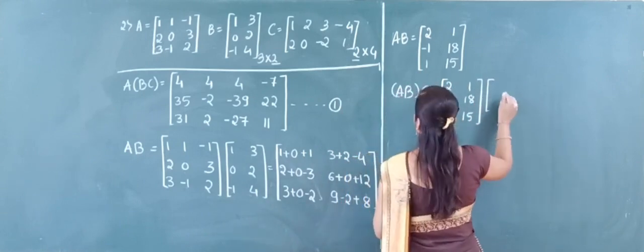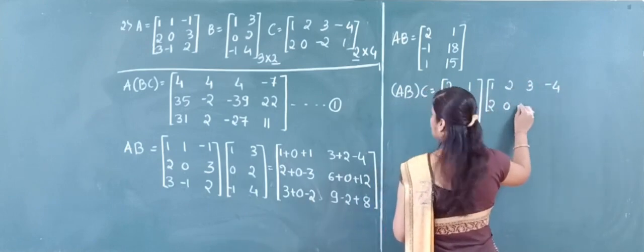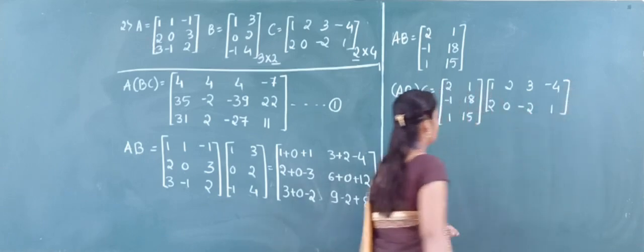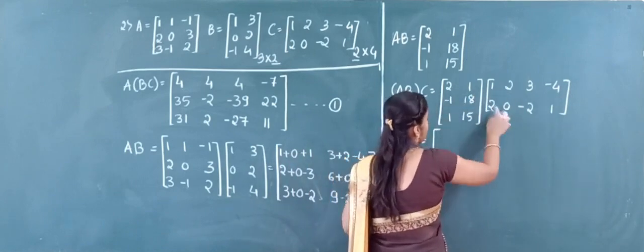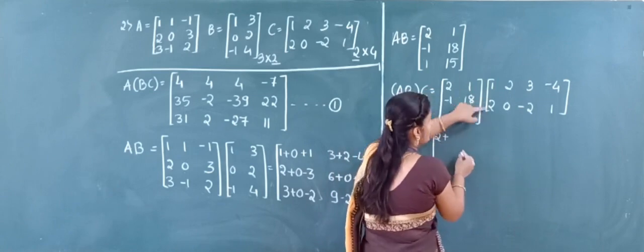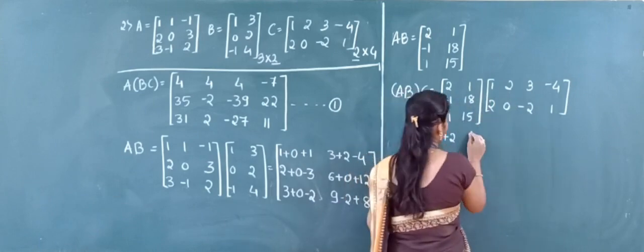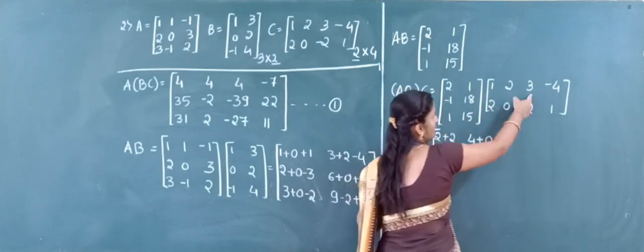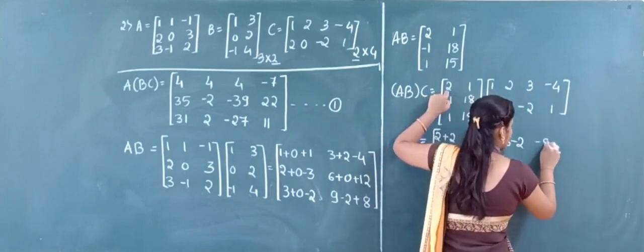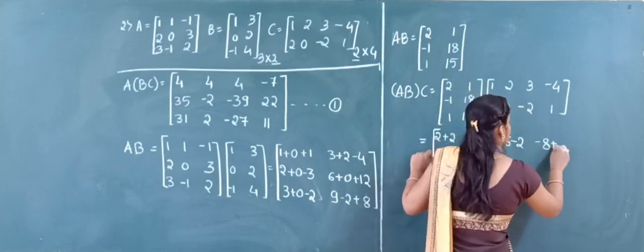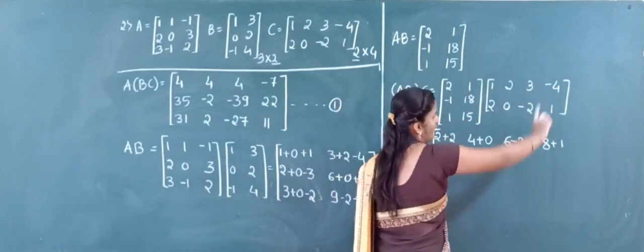Next our C is 1, 2, 3, minus 4, 2, 0, minus 2, 1. So I have to multiply one by one. First row, first column: 2 into 1, 2, 1 into 2, 2. Two 2s are there, so you can easily multiply. 2 twos are 4, 1 into 0, 0. 2 threes are 6, 1 into minus 2, minus 2. 2 into minus 4, that is minus 8, 1 into 1, 1. So first row is completed.